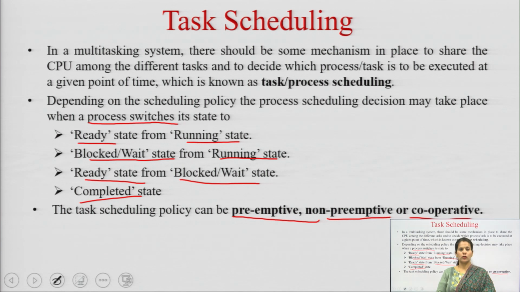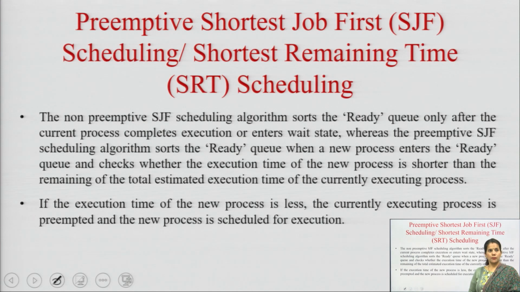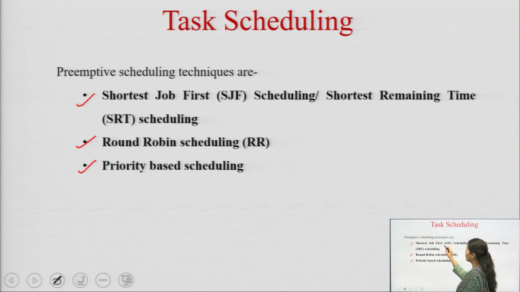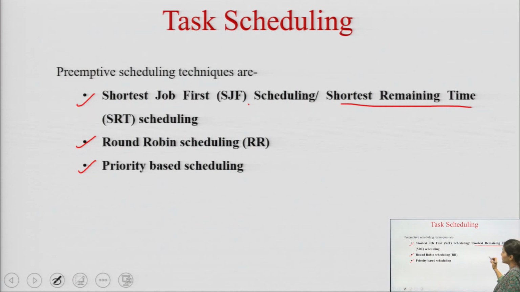I have already discussed the non-preemptive scheduling in my previous lectures, and today we are going to discuss preemptive scheduling. In preemptive scheduling, there are three main techniques in this category. First is shortest job first scheduling. As the name suggests, in this process that task will be given the priority which has the shortest executing time, or the minimum executing time. Or we can say shortest remaining time scheduling, that is known as the SRT scheduling.